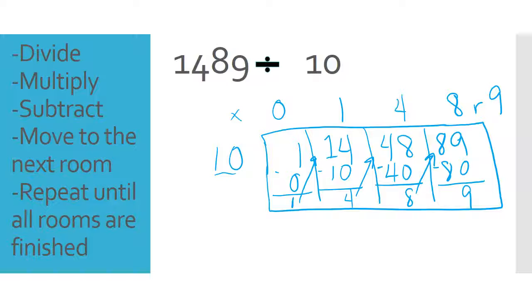So my remainder is 9. That's okay. That seems kind of big, but the divisor is bigger than the remainder, so I have done it right. So my quotient is 148, remainder 9.